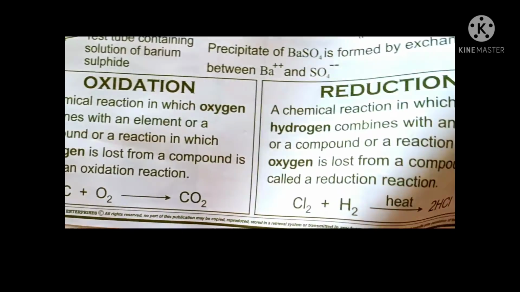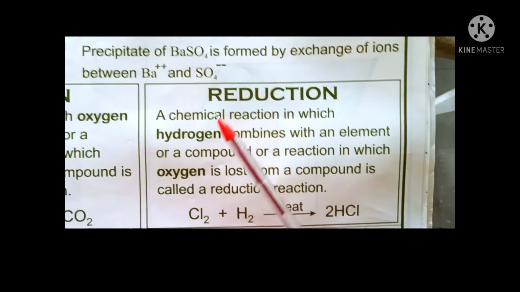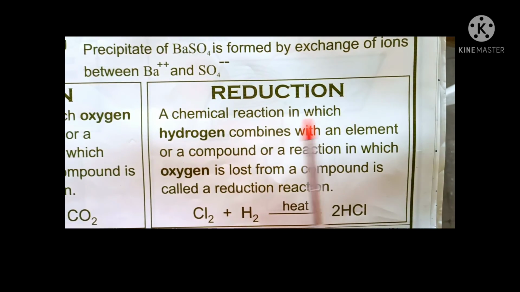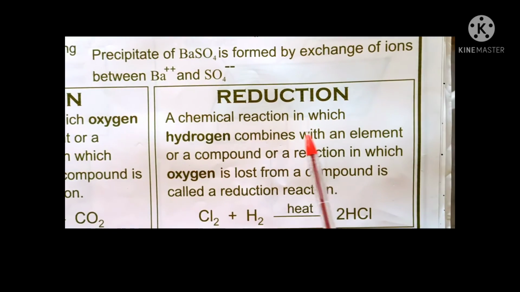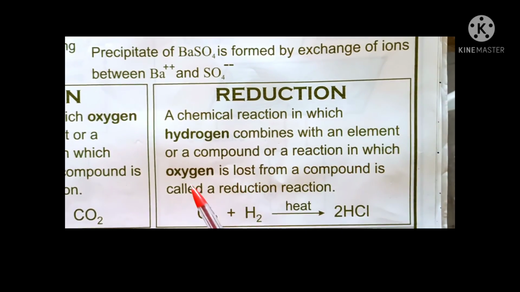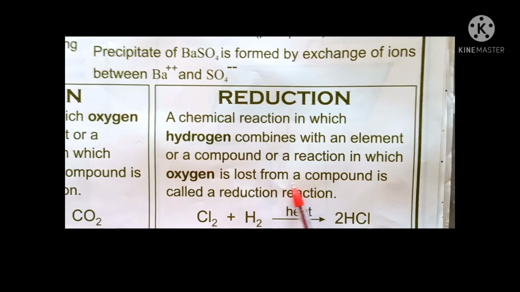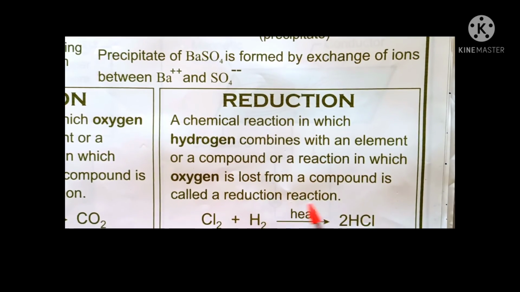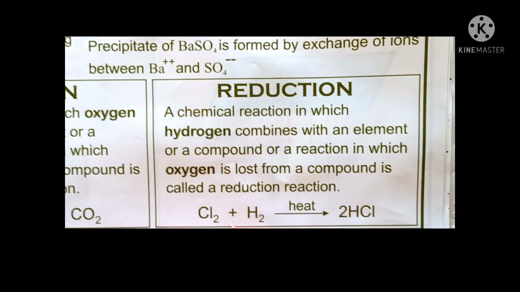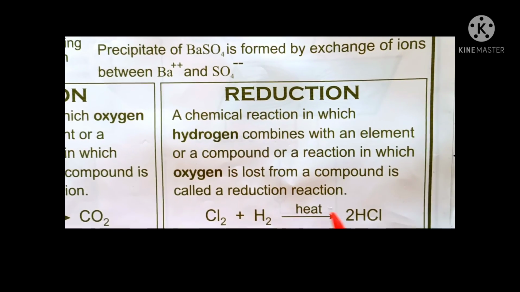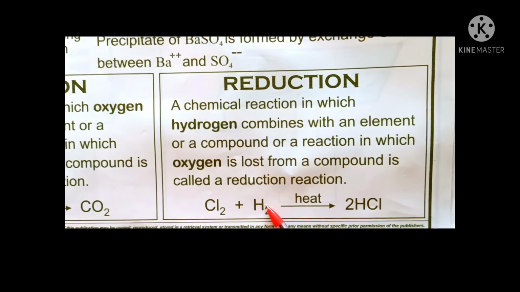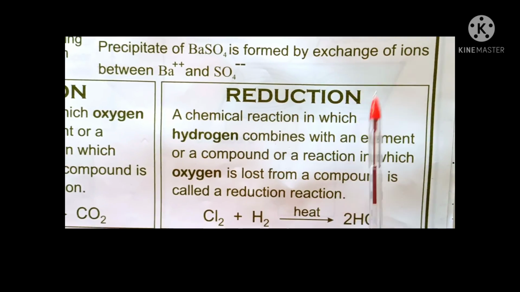Okay. Now let's see what is the reduction reaction. A chemical reaction in which hydrogen combines with an element or a compound, or a reaction in which oxygen is lost from a compound, is called a reduction reaction. For example, when chlorine gas reacts or combines with hydrogen gas, it forms hydrochloric acid. So this is a combination of hydrogen gas, and this reaction is a reduction reaction.